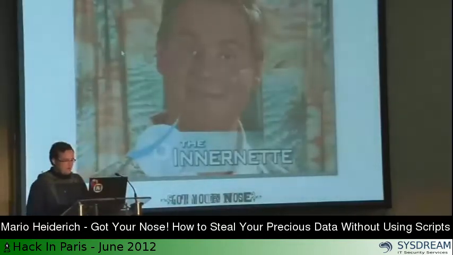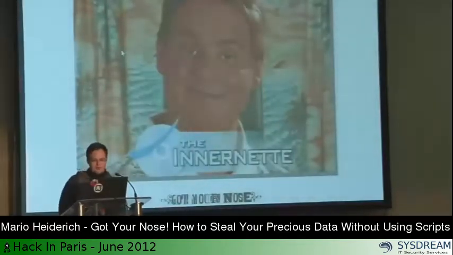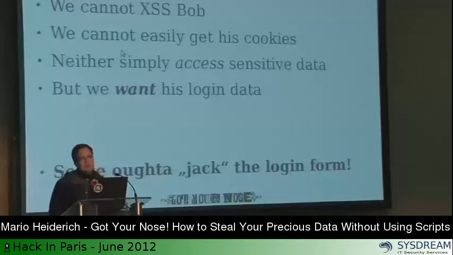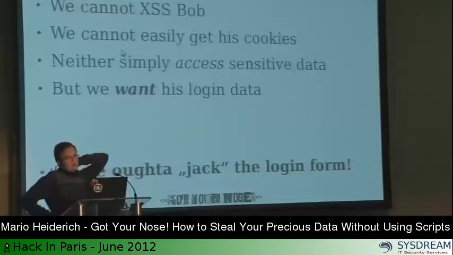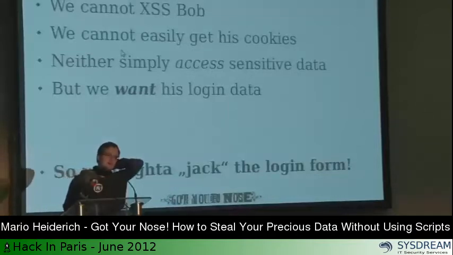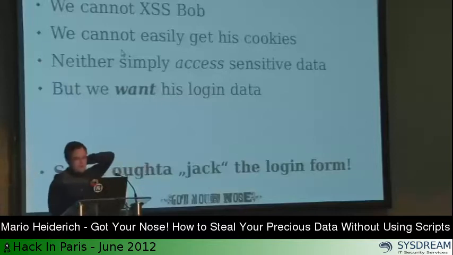This is Bob, by the way. I think he's looking quite smart. We learned we cannot access as Bob. There are no cross-site scripting vectors we can use against Bob. No scripting. We can thus not easily access his cookies. We just can't get there. But we really want to have his login data, so bad. So what we can maybe do is try to jack his login form. You just do something with the login form that doesn't require scripting, but still has the capability of changing things.